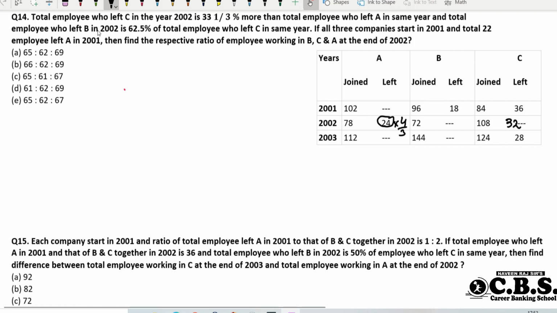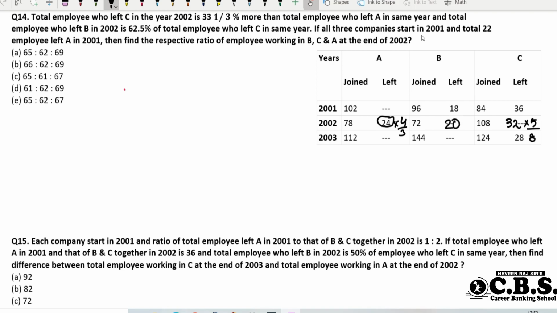And the total employees who left in B in 2002 is 62.5% of those who left in the same year of C. So 62.5% is nothing but what? 5/8. So 8 how many times? 4 times. Now it is how much? 20. Is it clear? Yes. So this is the value.